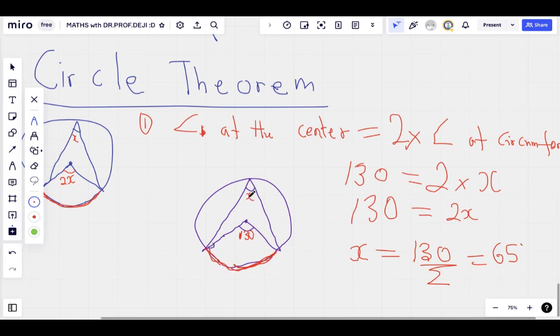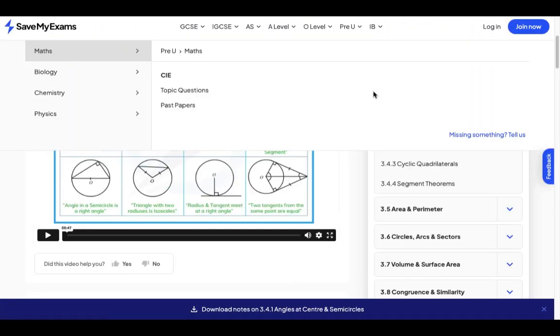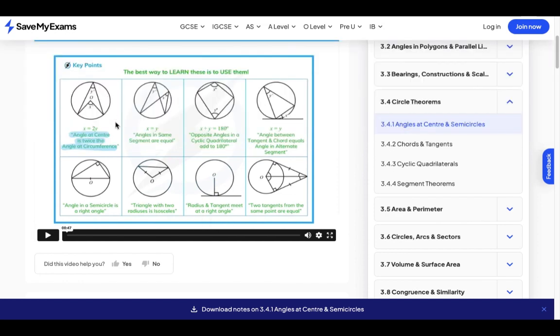So if you multiply whatever is on the circumference by 2, you get what is at the center. If they give you the center and you want to find the angle at the circumference, you divide by 2. But if you are given the angle at the circumference and you want the center, you multiply by 2. Is that okay? So this is the property, the first rule.